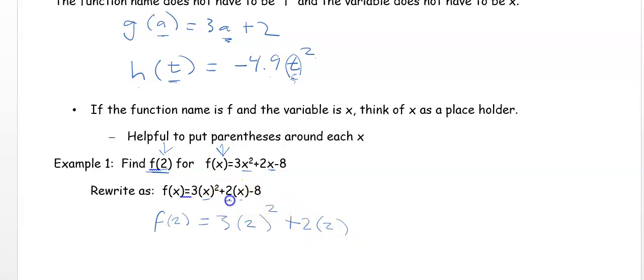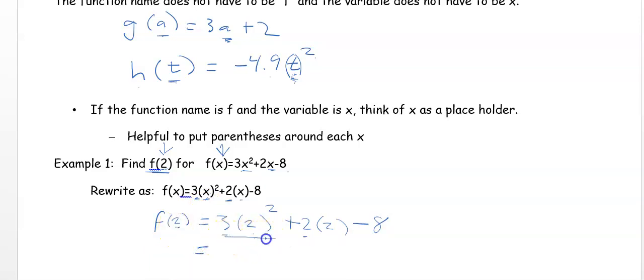Notice I'm keeping the coefficients, the 3, the 2. x was squared after the 3, x is just by itself after 2, and there's still the minus 8. The reason I suggest the parentheses is students often forget to make the substitution in all the places. There's 2 x's here, you'd have to replace both of them with 2's, and they forget to square numbers or square negative numbers properly.